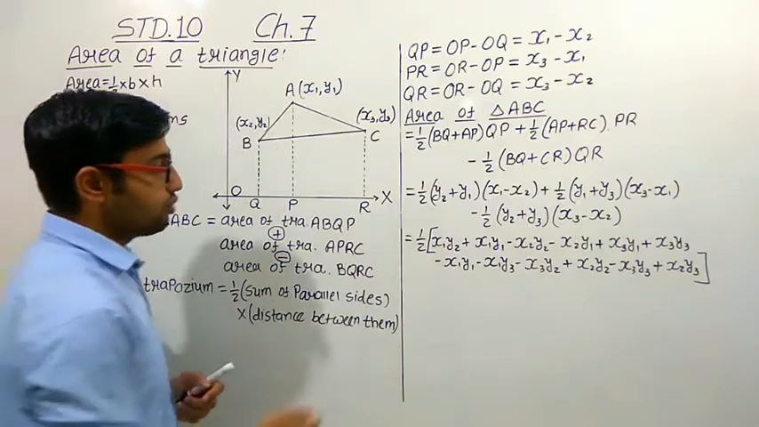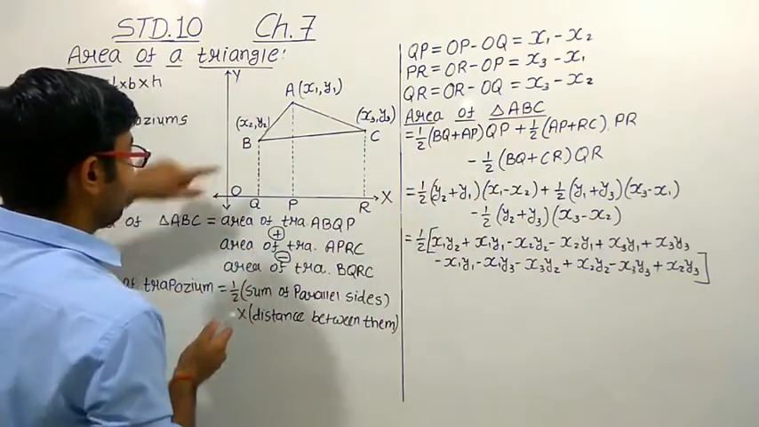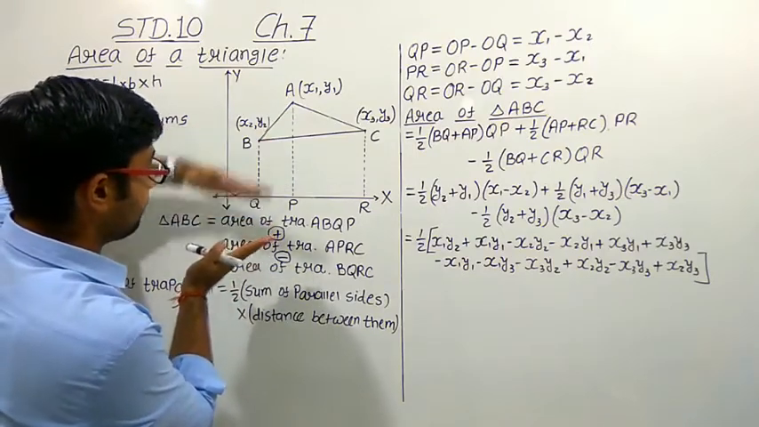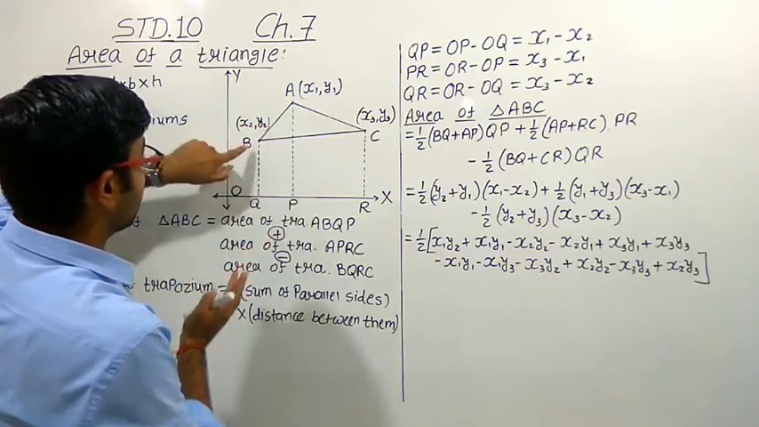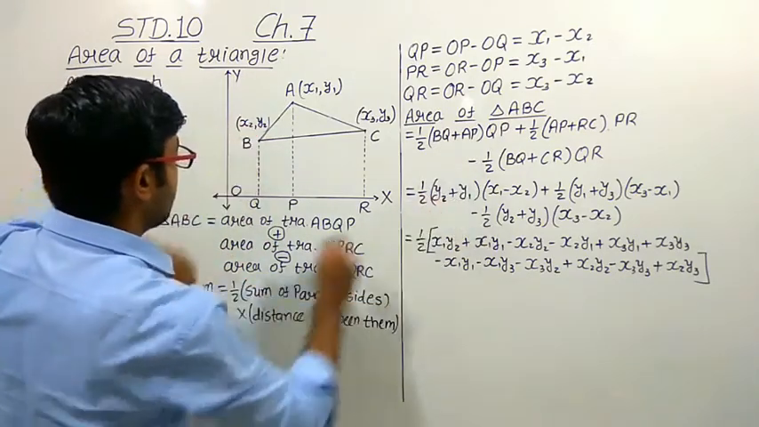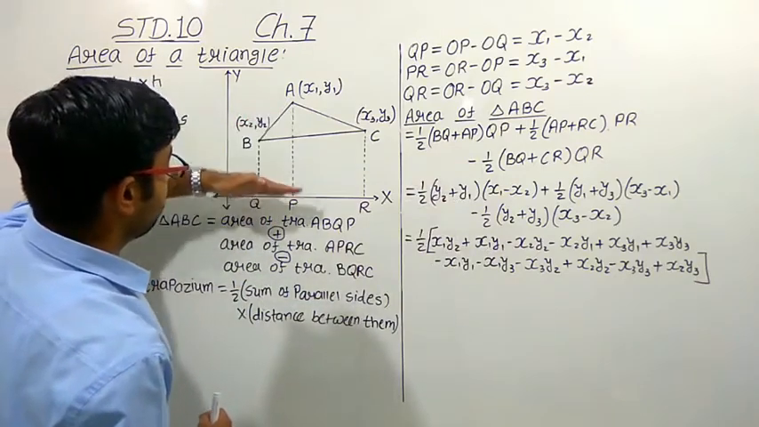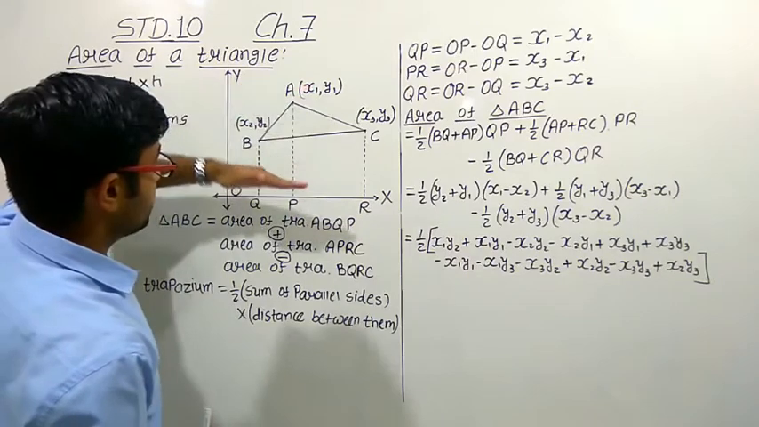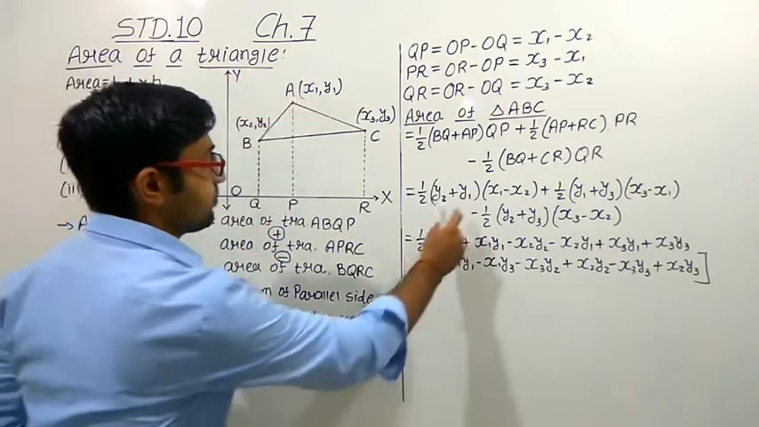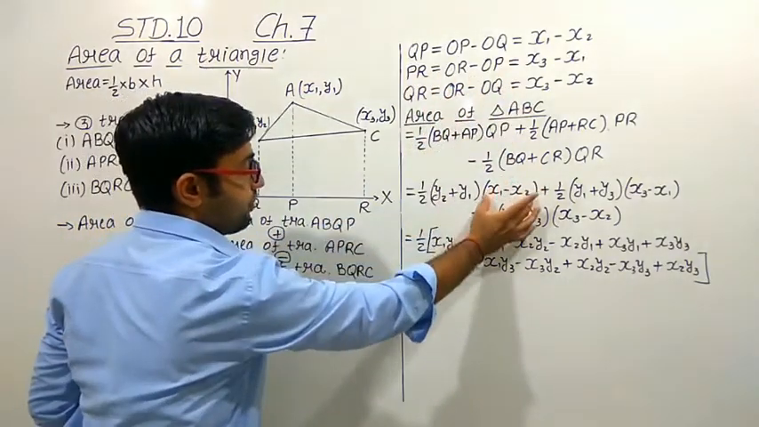Now put down all the values. One half BQ plus AP. What is BQ? That means how far this point is from the x-axis. That is the y coordinate. The y coordinate of this point is y2. In the same way, AP means the distance from A to P. That is the y coordinate of this point, that is y1. And QP is what? We have already found out, x1 minus x2.